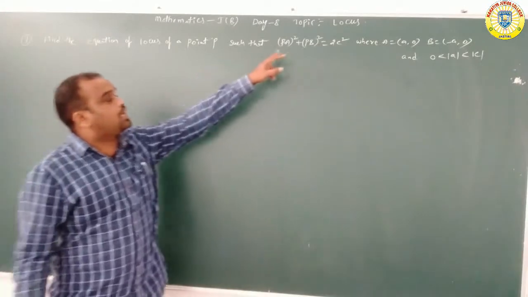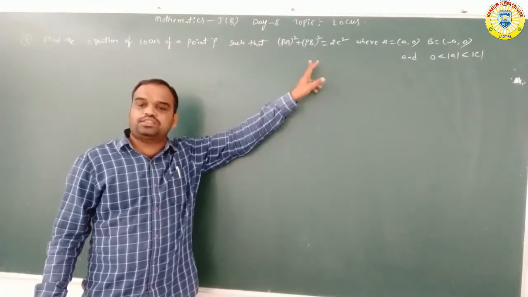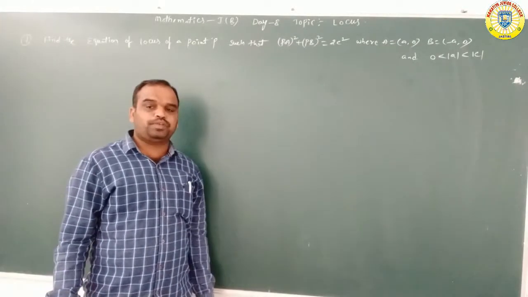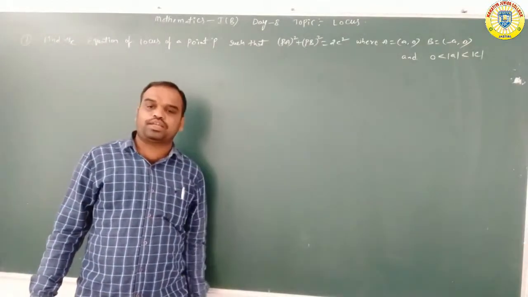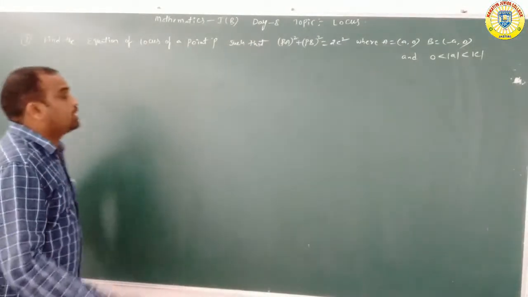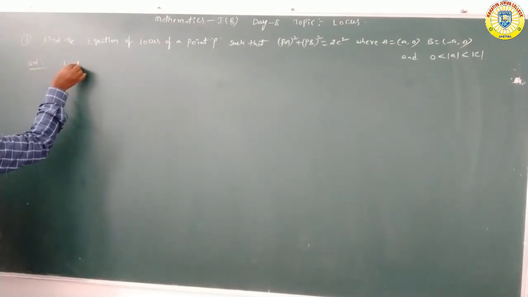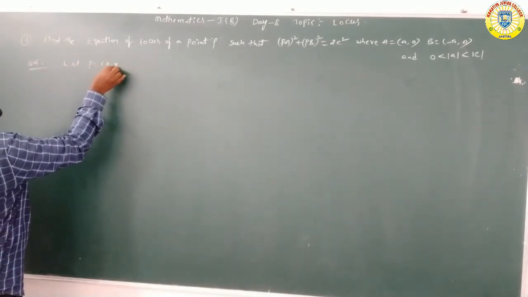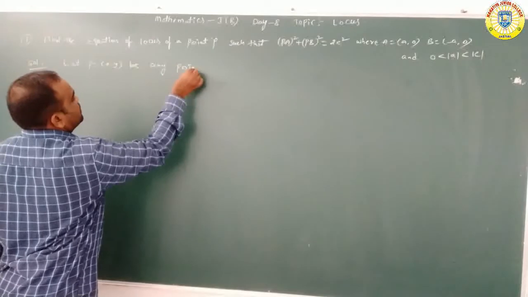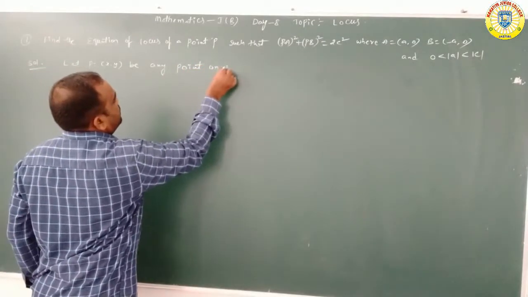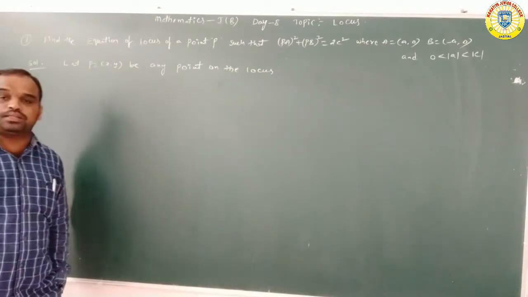See here, directly the geometrical condition is given. We are not finding the geometrical condition. In our problem, PA square plus PB square is equal to 2 into C square. Small c is the constant, capital A and capital B are the points. So first in the solution, we take the common step: let P equal (x, y) be any point on the locus.